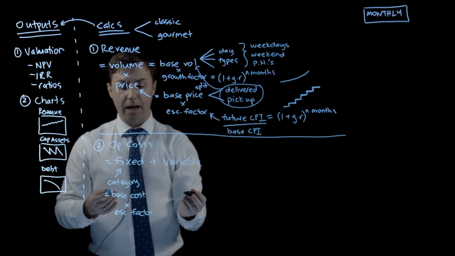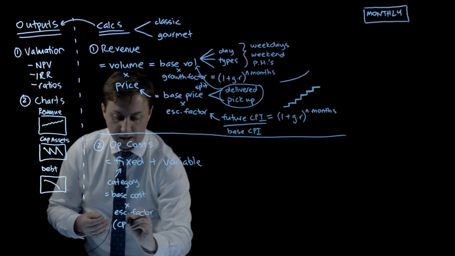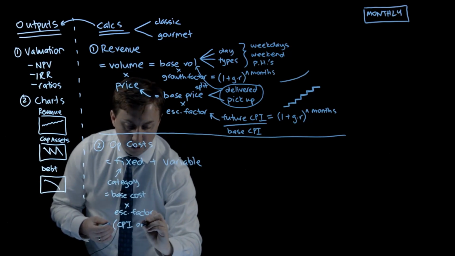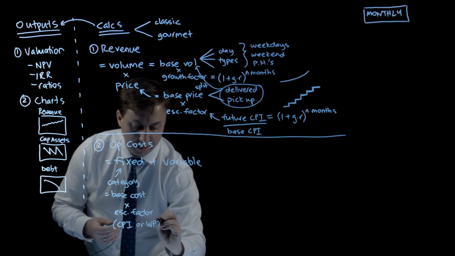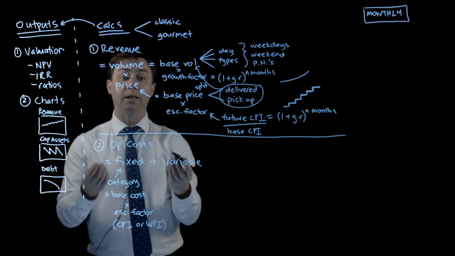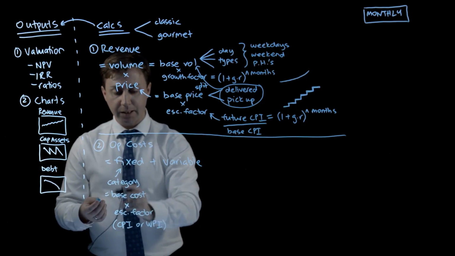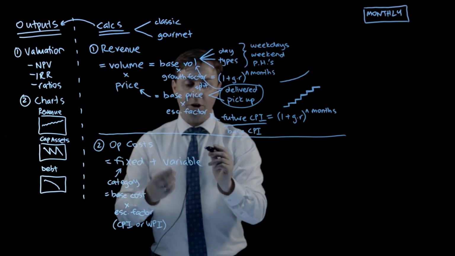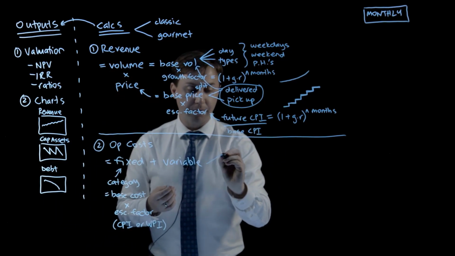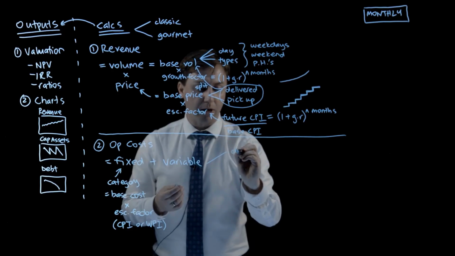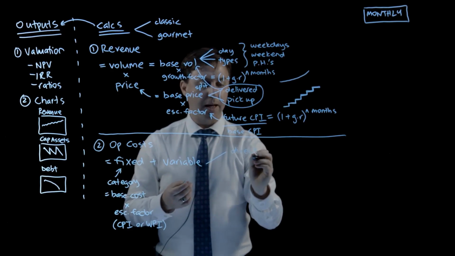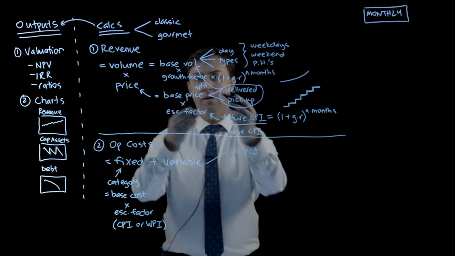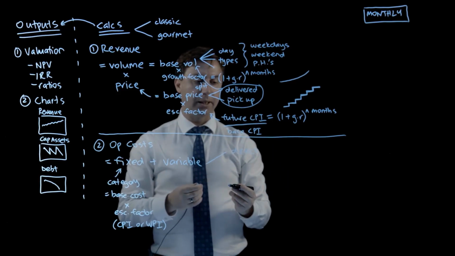And in this case, our escalation factor could be CPI, the Consumer Price Index, like what we were talking about up here, or it could be WPI, the Wage Price Index, which would be relevant for things like salaries. So our fixed costs will just follow that basic approach. In terms of variable costs, there will be two types of variable costs. The first we'll call direct variable costs, and this name comes from the idea that there's a direct relationship between the cost and the volumes that are being sold.